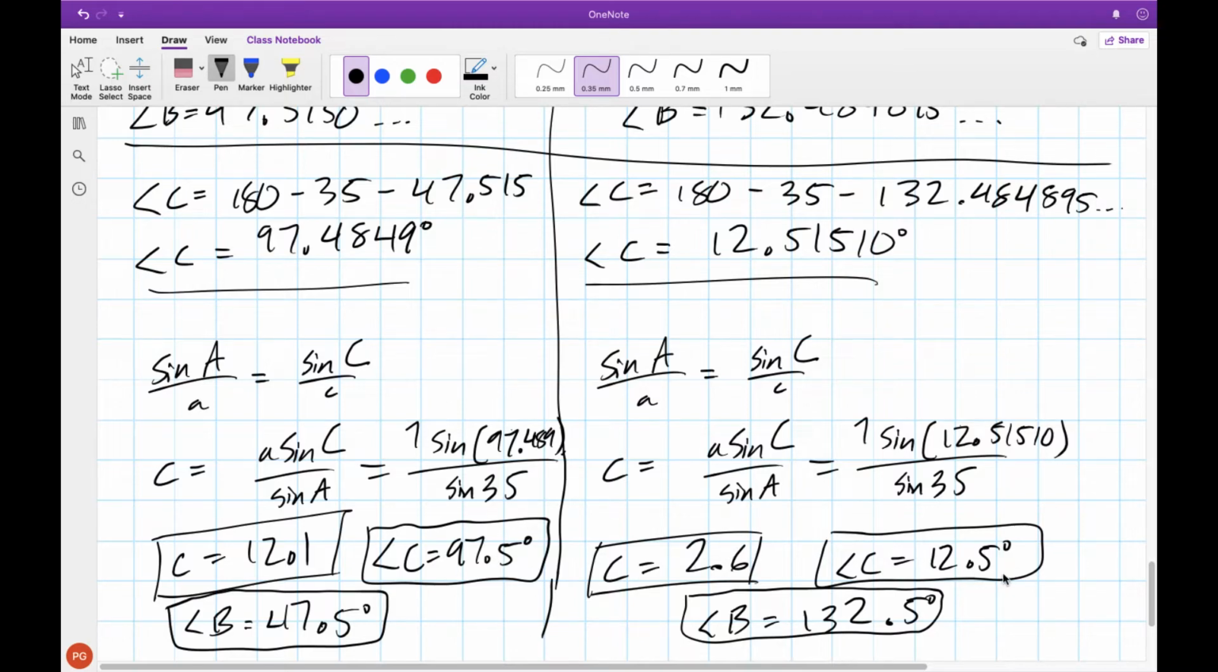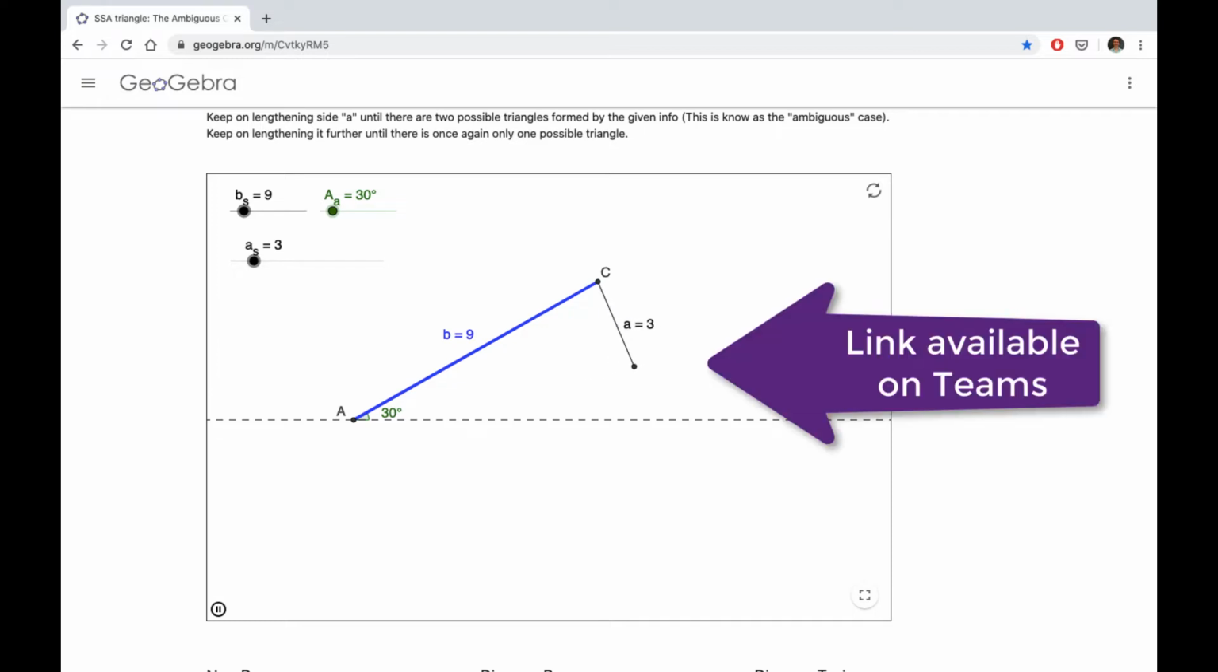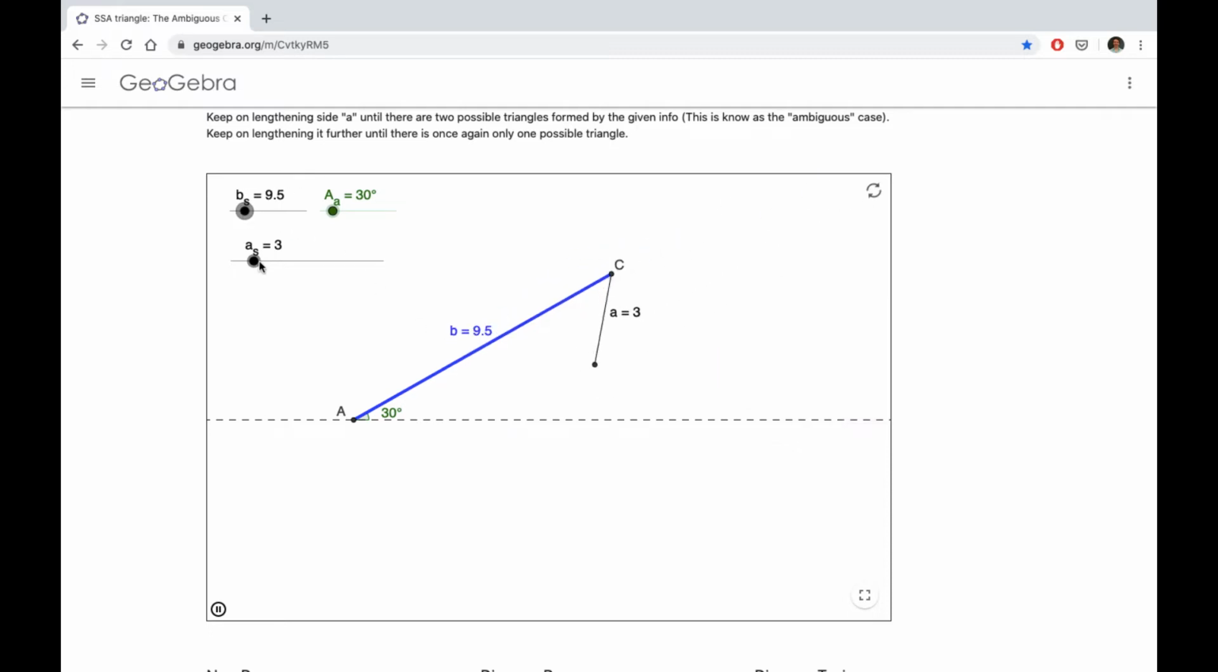For help visualizing exactly how it works when we have the three different possible cases for ambiguous sine law, 0, 1, or 2 triangles, there's a link here that I'd love you to check out. This is an interactive applet where you can adjust the values for each side as well as the angle, and you can see the different cases.